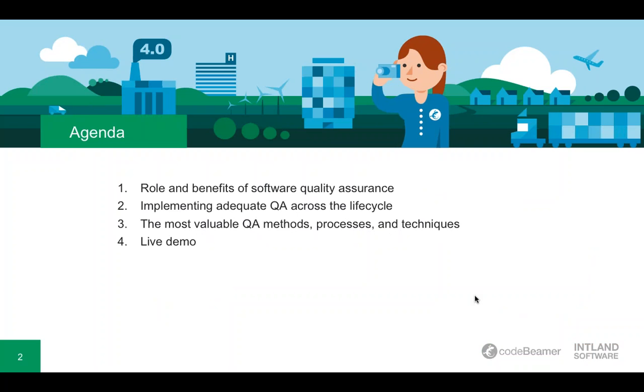So first I'm going to introduce our company, Intland Software. And then these are the main points I'm going to be talking about. They overlap a little bit, so this isn't the exact sequence of the agenda, but this is what I'm going to be talking about: the role and benefits of software quality assurance, implementing adequate QA across the lifecycle, the most valuable QA methods, processes, and techniques, and then that will be followed by a live demonstration of our tool, codeBeamer ALM.